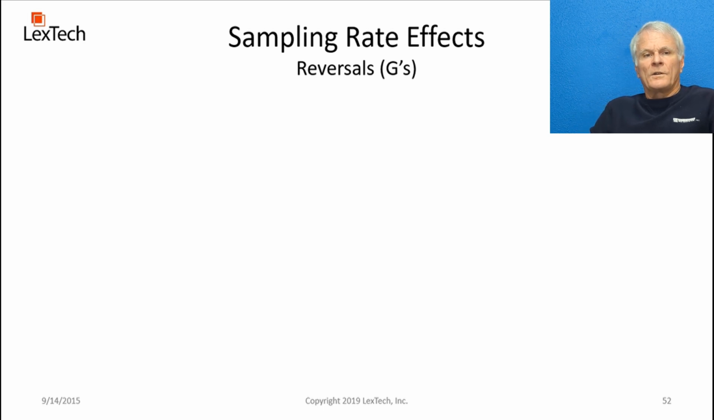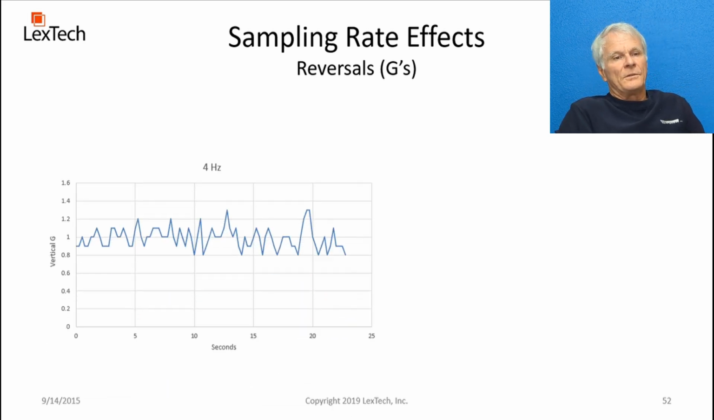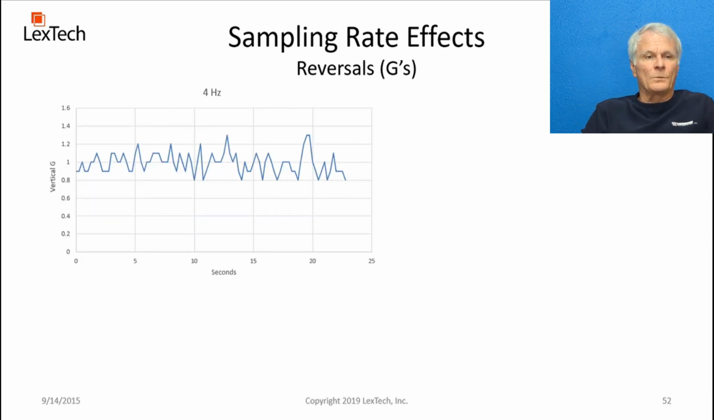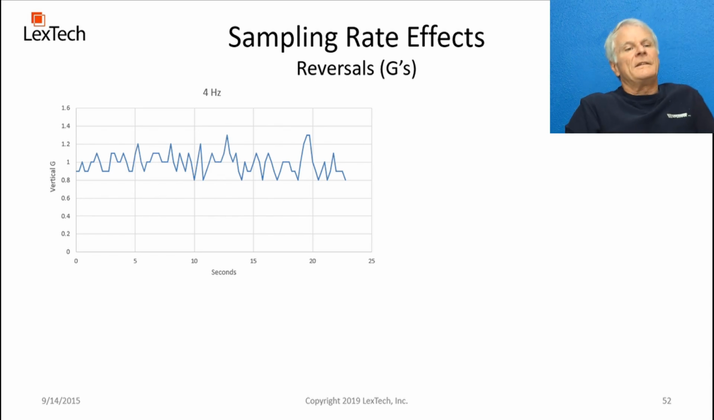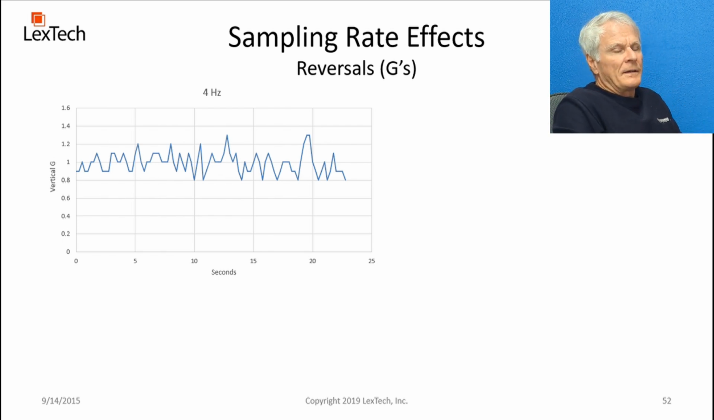Now, I also want to look at sampling rate effects, because when you look at the reversal data, here's a sample of roughly 23, 24 seconds of data, and you can see that there are some gaps. So it looks like 4 Hertz sampling rate wasn't quite enough. Probably should have had higher sampling rates.